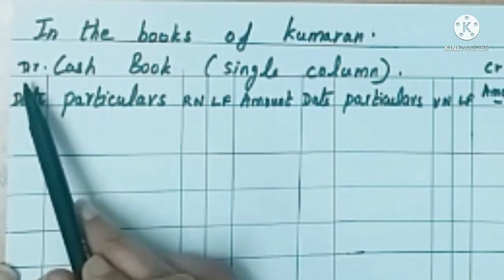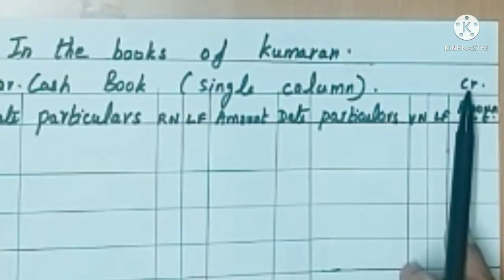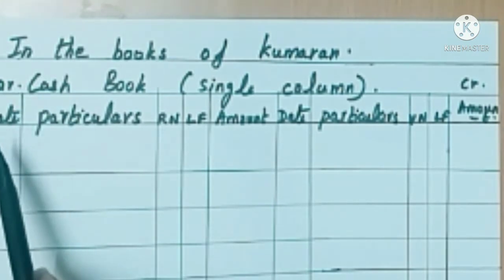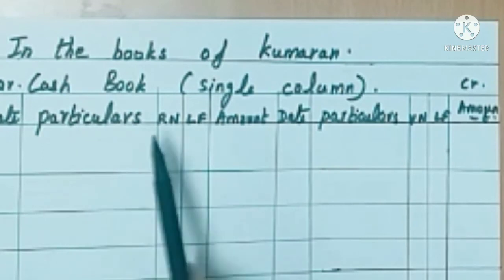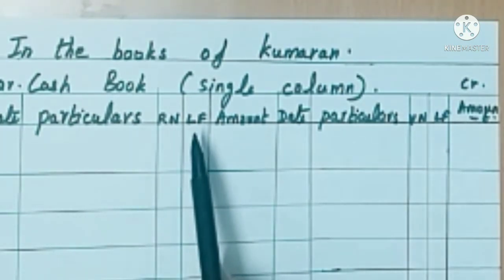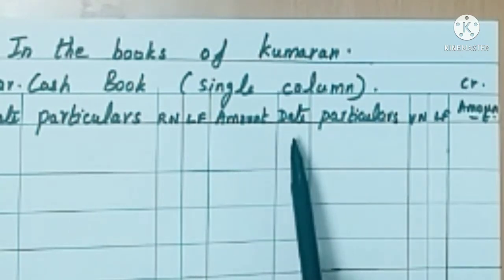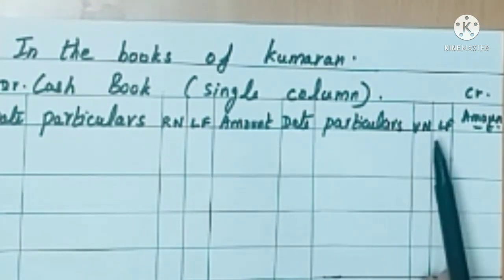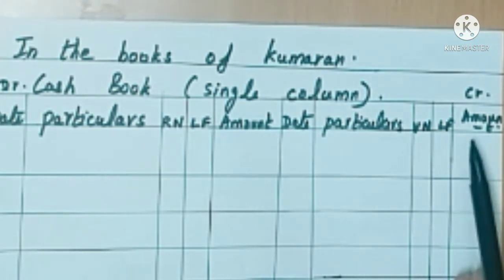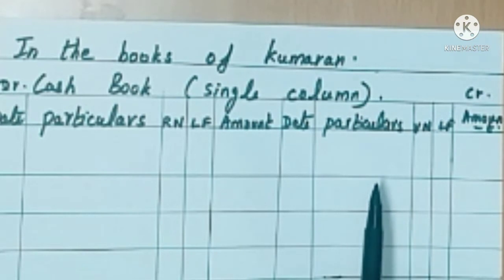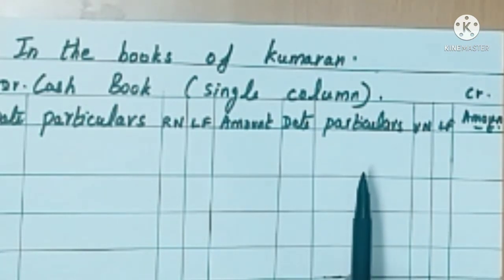Before preparing the cash book, we have to write the headings as in the books of Kumaran. Debit, credit. So on the debit side, the headings will be date, particulars, RN, that means receipt number, LF, ledger folio, then amount. Again on the credit side, date, particulars, VN, then LF, then amount. So let's now see how to pass the first entry in the cash book.